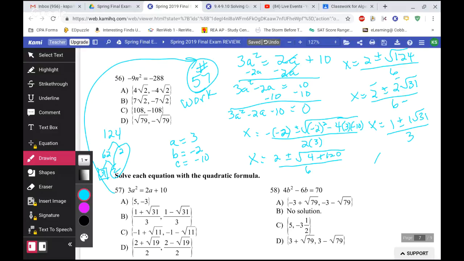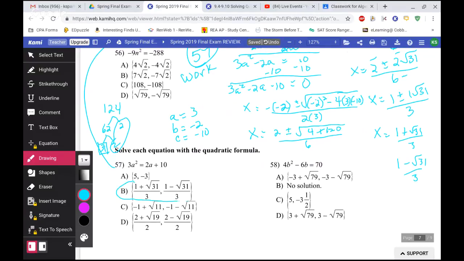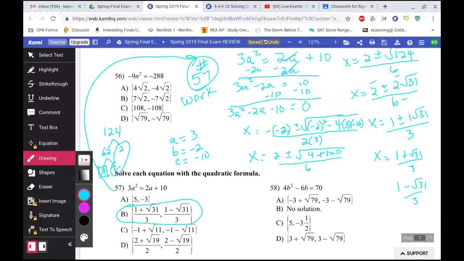So we have x equals 1 plus root 31 over 3 and 1 minus root 31 over 3. You can write it like that, or you can write it in fractions. But here is your answer, B. And there is the work. I'll leave it there for just a minute before moving on to number 58. Are there any questions about that one?